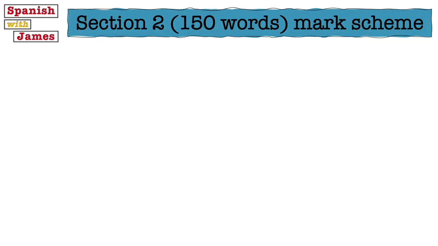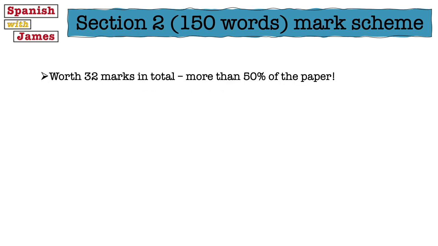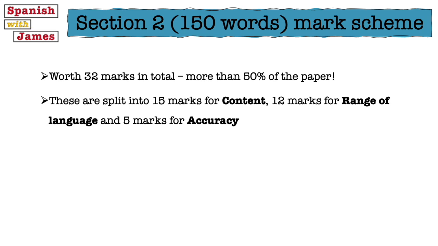So let's jump straight in and have a look at the mark scheme for this one. This is a really big question because it's worth 32 marks, which is more than 50% of the whole paper. So getting this one right is really, really important. The marks are split not just into content and language, but into content, range of language and accuracy. It's 15 marks for content, which is more than half of the marks for the question, 12 marks for range of language, and then for this one there's also 5 marks for accuracy. So it's given a bit more importance in this one, how accurate you are with your verb conjugations and your adjective agreement and things like that.